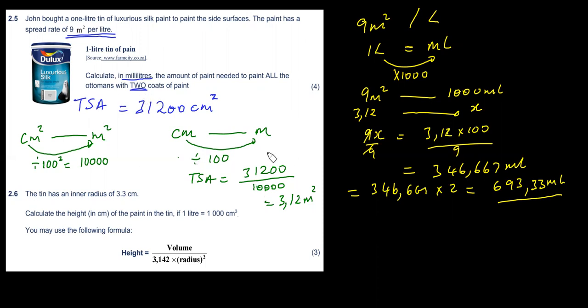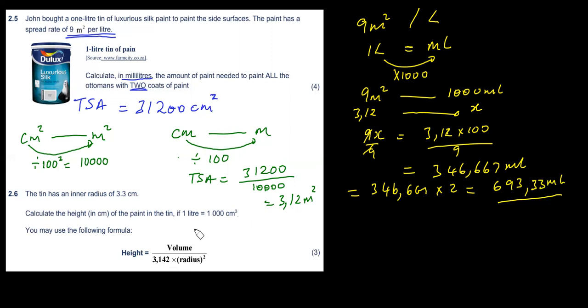We also need to first check the area in centimeters squared. We also managed to do that. Now the tin has an inner radius of 3.3 centimeters. Calculate the height in centimeters of the paint in the tin if 1 liter is equal to 1,000 cubic centimeters. You may use the following formula. Height is equal to volume divided by 3.142 times r squared.